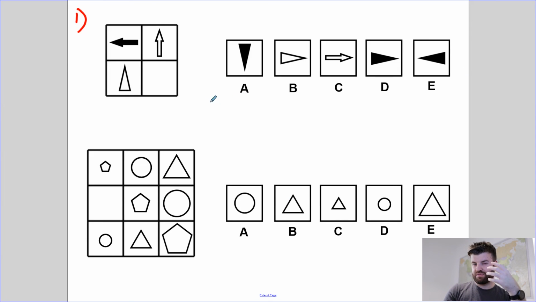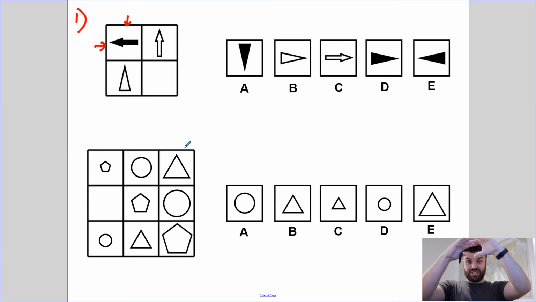Now there's a number of ways of looking at these grids. We can look down them, we can look across them, we can even look diagonally, and sometimes we have to look at the whole picture for symmetry or rotations, etc. So we have to have a really open mind here to try and spot the pattern.